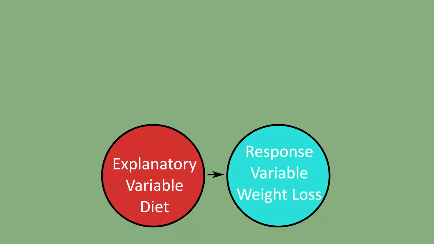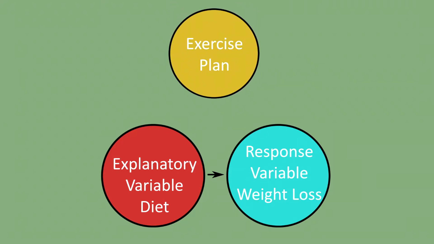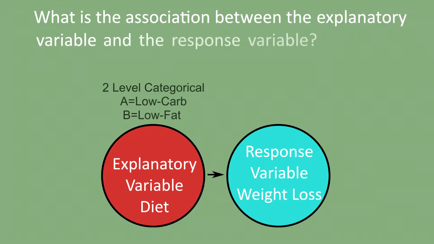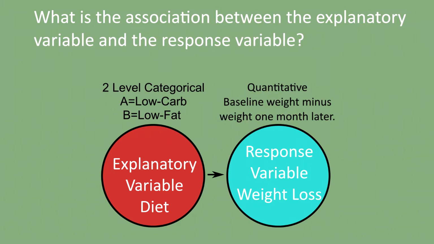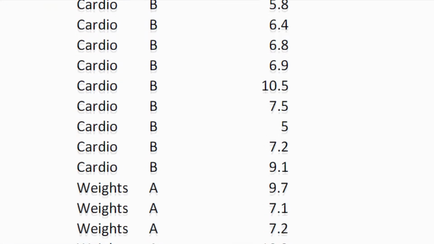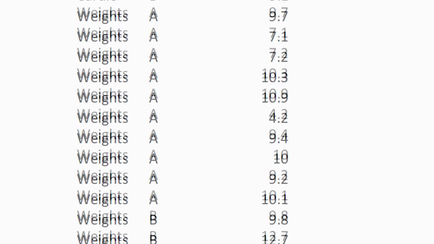Our variables of interest are diet and weight loss. We've added this third variable, exercise plan, to help us understand moderation or statistical interaction. So what's the association between diet plan A and B, our explanatory variable, and weight loss, our quantitative response variable? This table shows our hypothetical data showing diet, weight loss, and exercise plan.